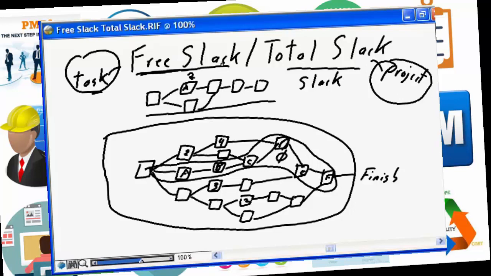I've been using the term slack throughout the discussions in this nugget. It is an appropriate term. It is a commonly used term. Another term often used instead of slack is float. The terms slack and float can be deemed to be synonymous with each other. So free slack or free float is the amount of time that an individual task can be delayed without impacting the start date for the next task. Total slack or total float is the total amount of time that a task can be delayed without impacting the finish date to the project.